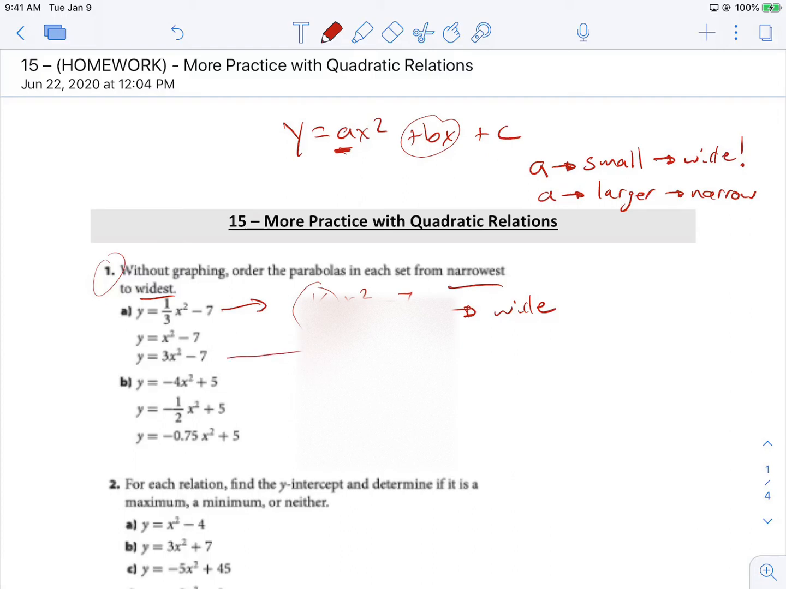So here, 1 over 3 is very small, and that's going to result in a very wide parabola. 3x squared, that's our biggest a value, and remember, the larger it is, the more narrow it is. That's going to give us a narrow value. And then our x squared minus 7, it's kind of right in the middle, so that would be our middle value. So if we're labeling them from narrowest to widest, this would be number 1, that would be number 2, and this would be the widest, so that would be number 3.